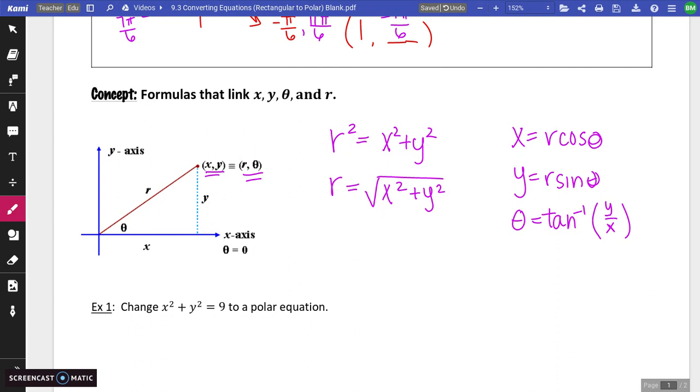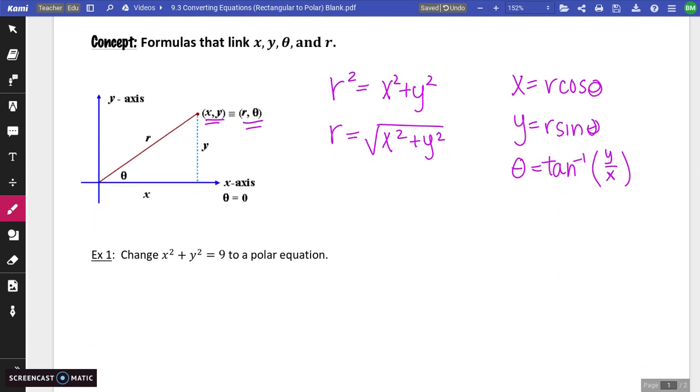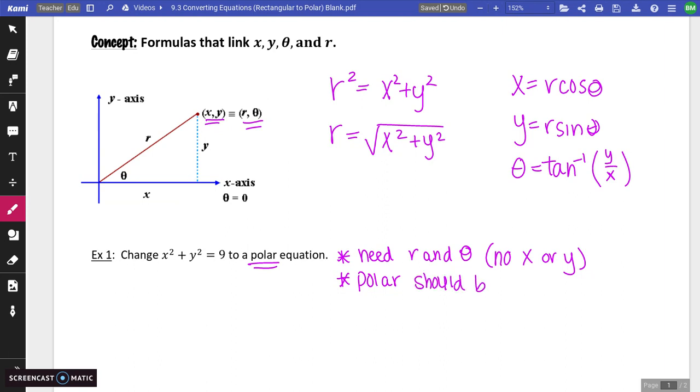So our first example says to change x squared plus y squared equals 9 to a polar equation. That means our final answer, we need r and theta, and we want no x or y. We don't want any x's or y's left when we're done. Another fact with our polar, we know we'll be done when polar should be r equals whatever the equation is. So we know we're done once we solve for r.